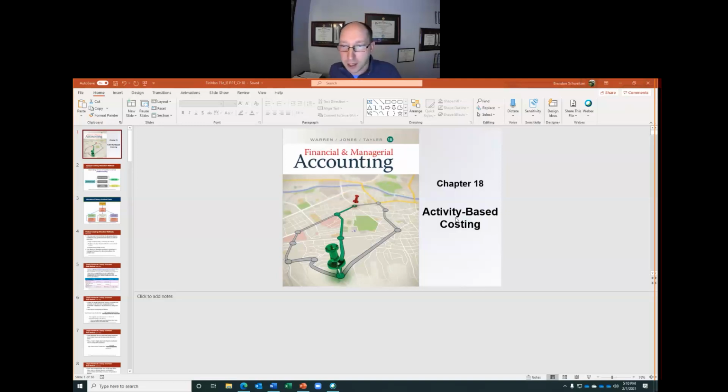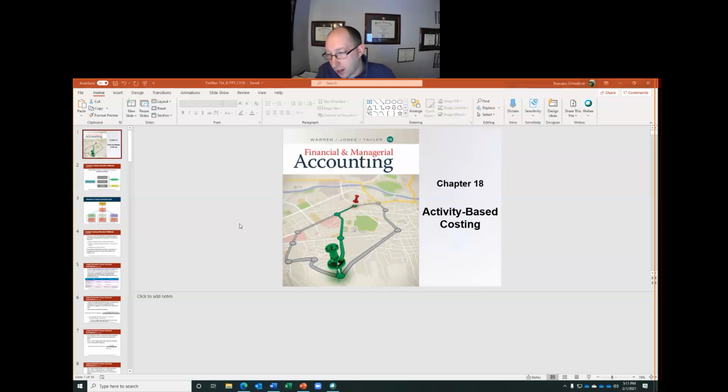Today we are talking about activity-based costing. Activity-based costing is very similar to what you've learned with process and job costing. The primary difference between activity-based costing and job and process costing is that with activity-based costing, we discuss the process of activities as it relates to cost.